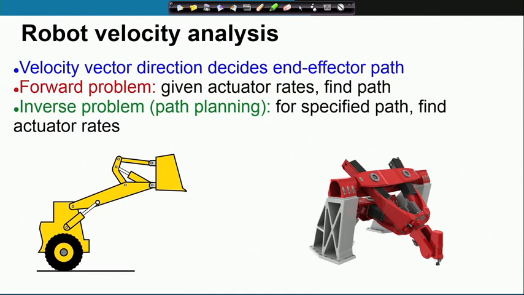In the case of robots, we have seen that the velocity analysis problem is a little more complicated, where we need to specify the velocity along a path, because the velocity vector will always be tangent to the path. Corresponding to that velocity vector we can find out the actuator rates by solving the velocity analysis problem. So, this inverse problem, in which the path is specified and we have to find out the actuator rates, is known as the path planning or path generation problem.